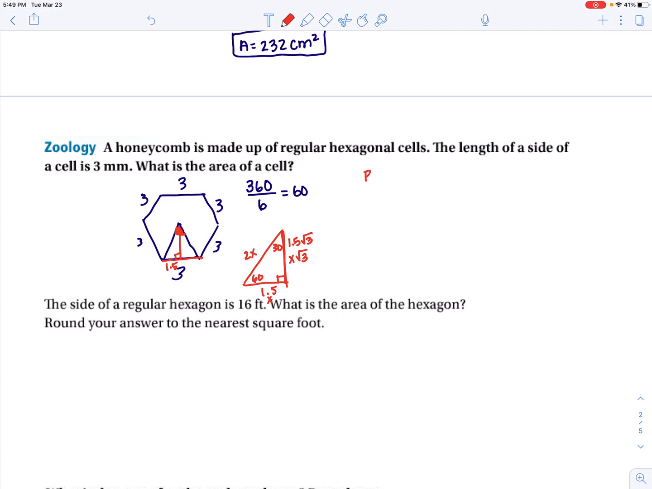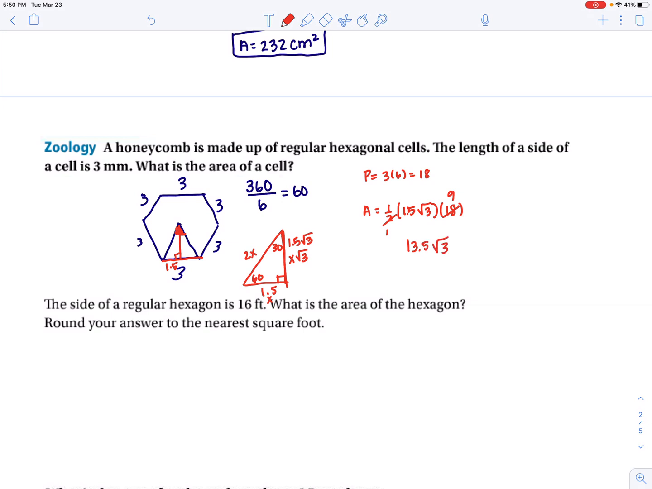My perimeter is going to be 3 times 6, which is 18. So my area equals half the apothem, which is 1.5 times the square root of 3, times the perimeter. 2 is gone. 18 becomes a 9. And then if it were me, I would just multiply the 9 and the 1.5 together, and you get 13.5. And I would leave it with the square root of 3.